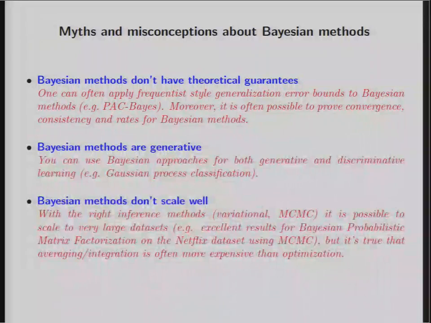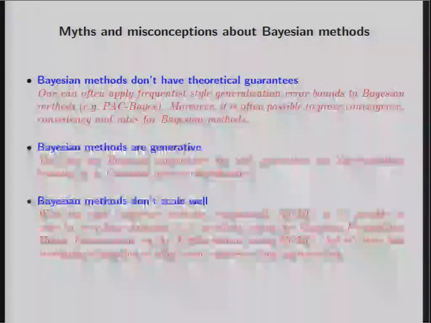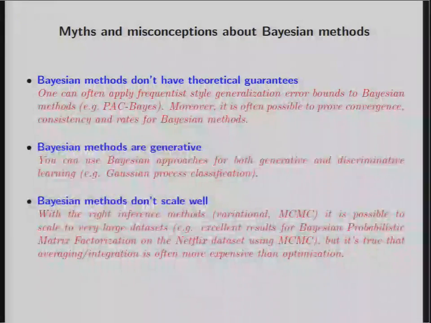Now, recently, a lot of us have been working hard to come up with inference methods, types of variational methods or MCMC, that make it possible to scale to very large data sets. This is obviously an interesting area of research. And there are excellent results on largish data sets, and I'll mention some at the end. Any questions about this?